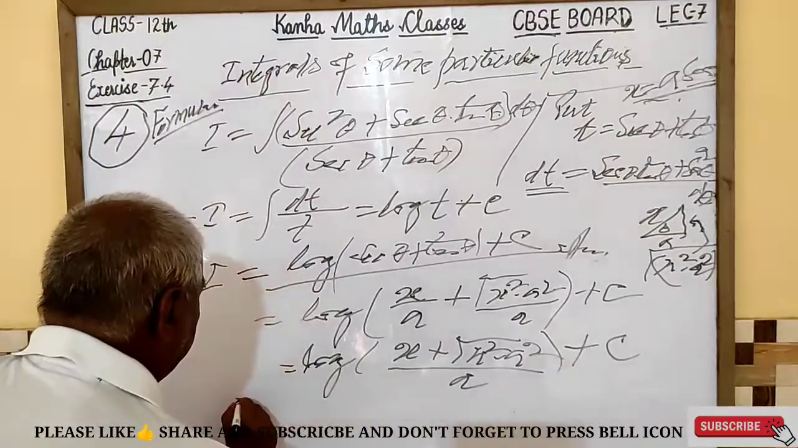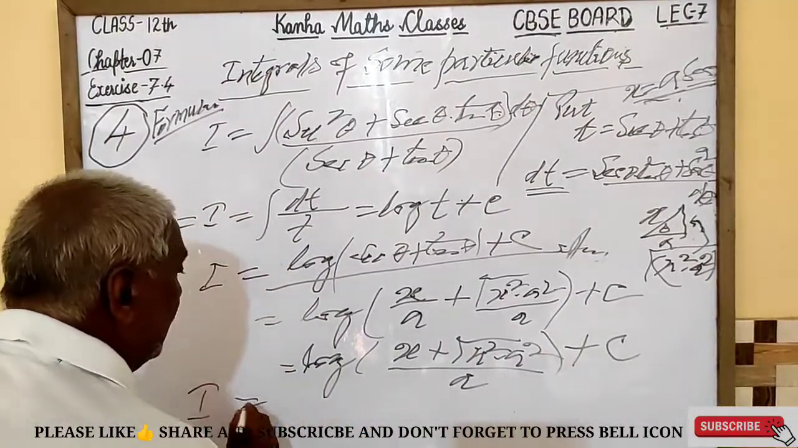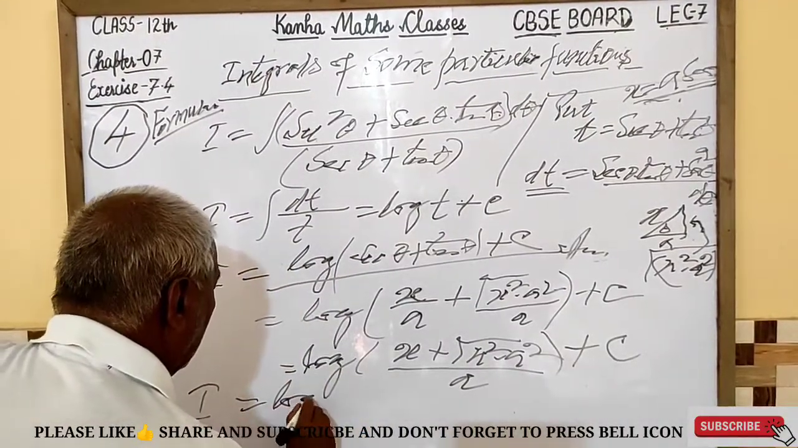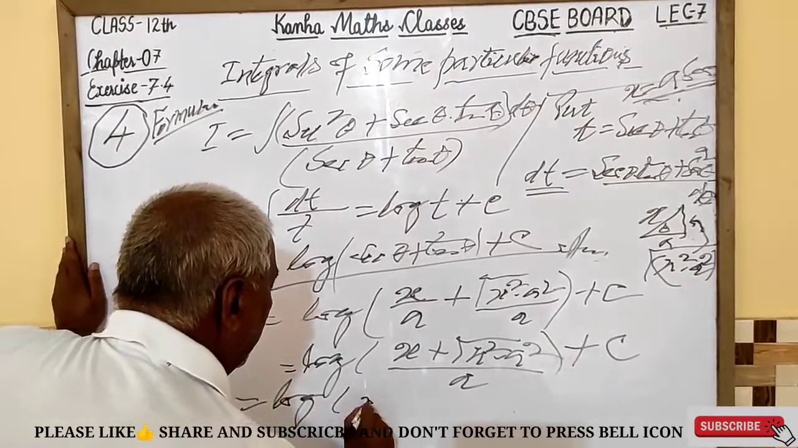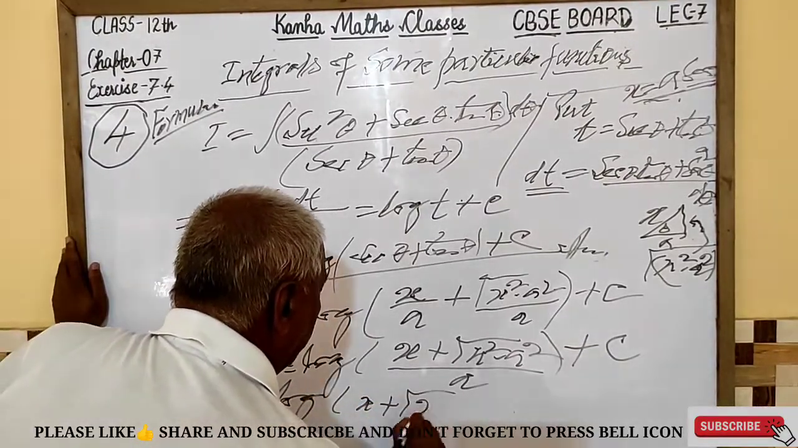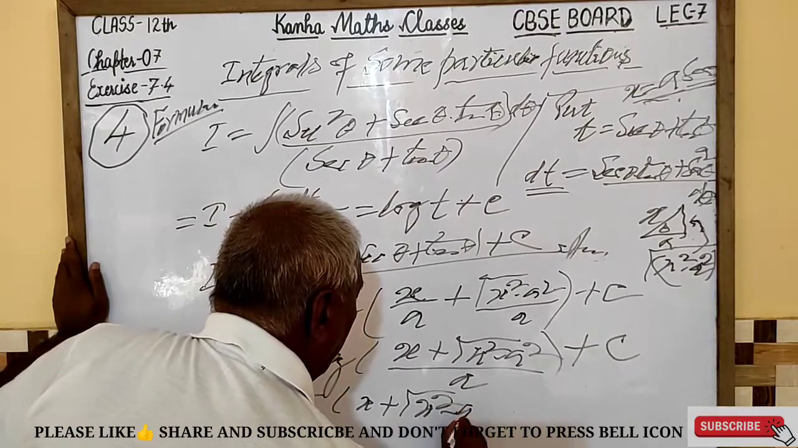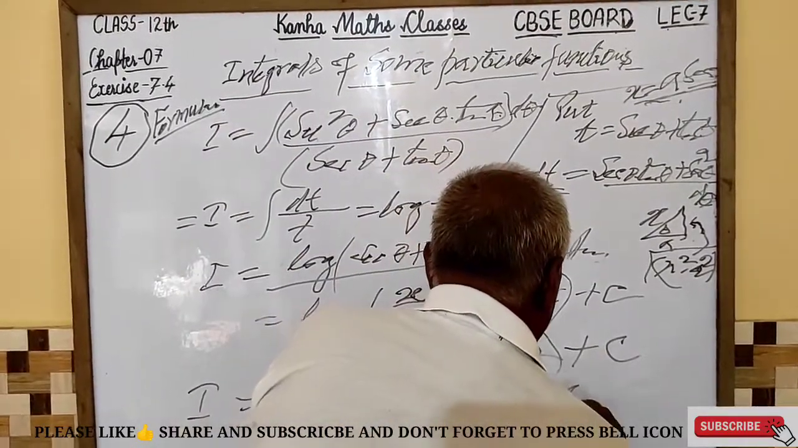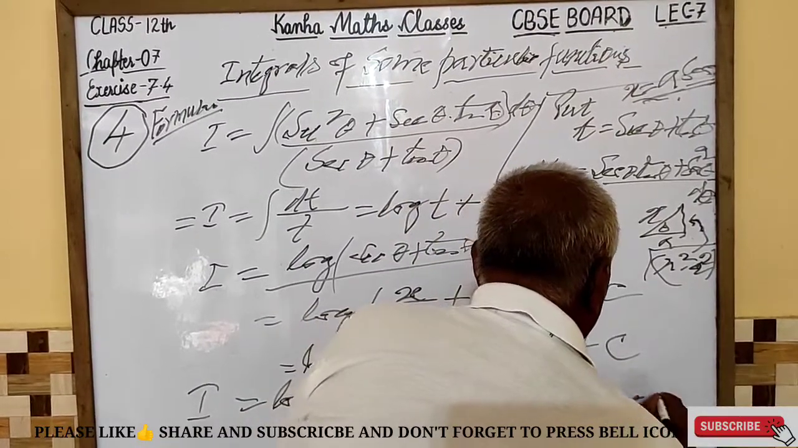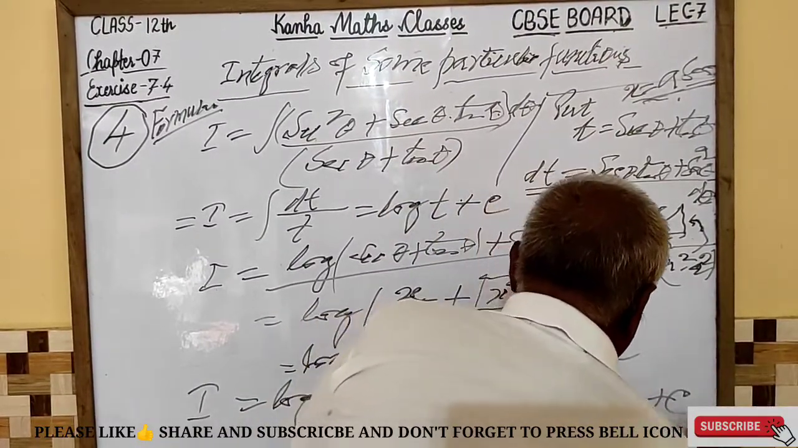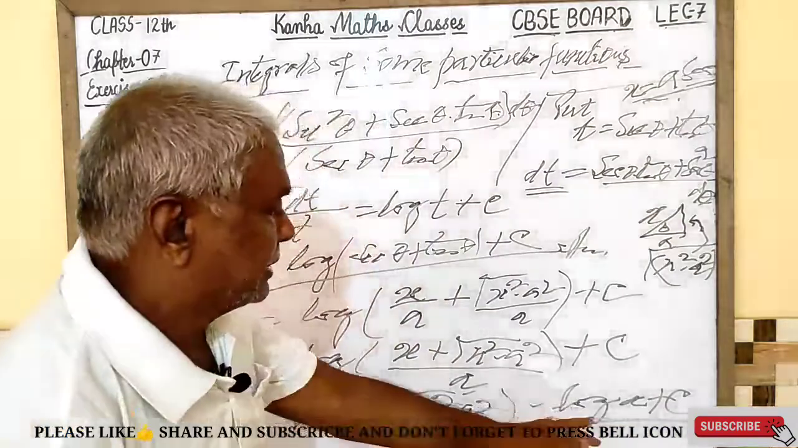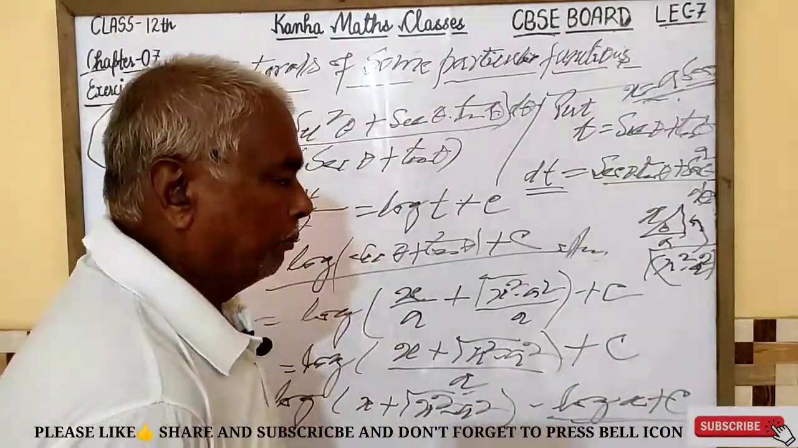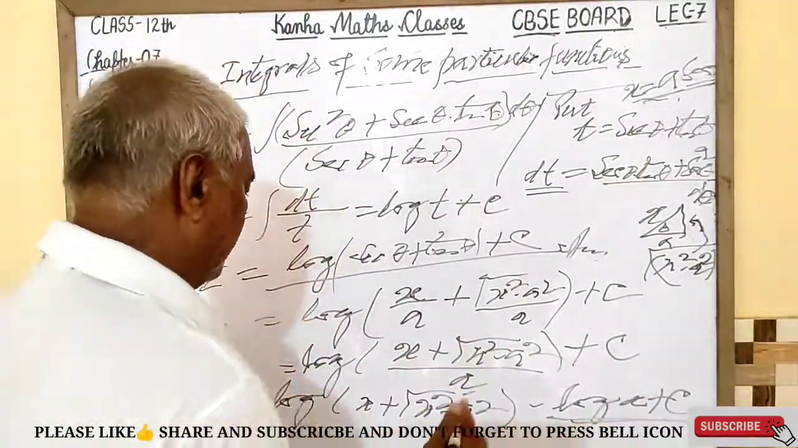This will become log x plus under root x square minus a square minus log a plus c. Here we will substitute minus log a plus c by another constant, that is c1.